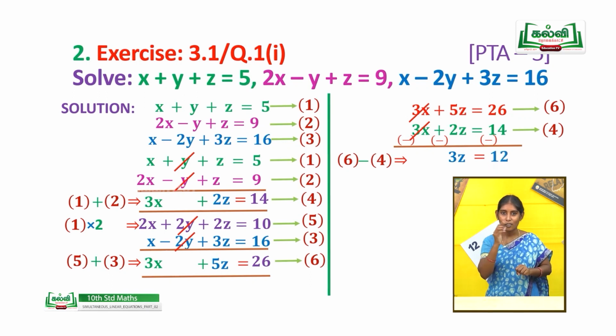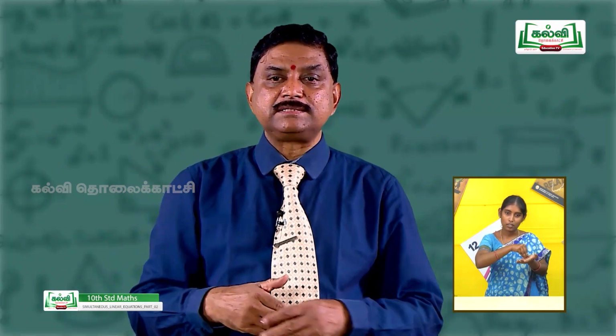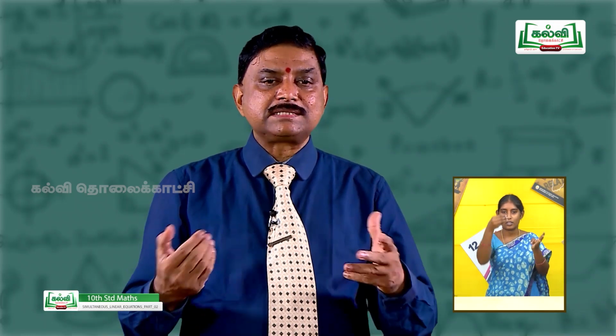So quite easy, no, to find the value of z. What should we do? Divide by 3. So z is equal to 12 by 3. 12 by 3 equals 4. So we got the value of one variable, that is z. So that should be substituted in any one of the equations, either the fourth equation or the sixth equation.